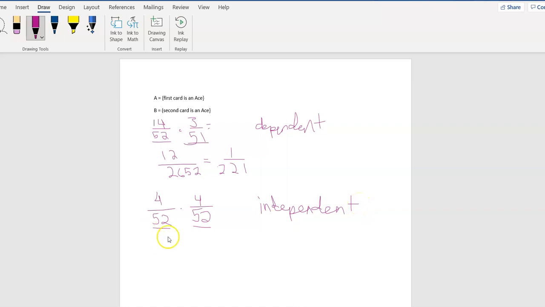All right, so let's multiply that out. That's going to give us 16 over 52 times 52, 2704. And I'm pretty sure that 16 goes into 2704. It goes 169 times, so that's 1 over 169. And that's the probability of A and B happening.